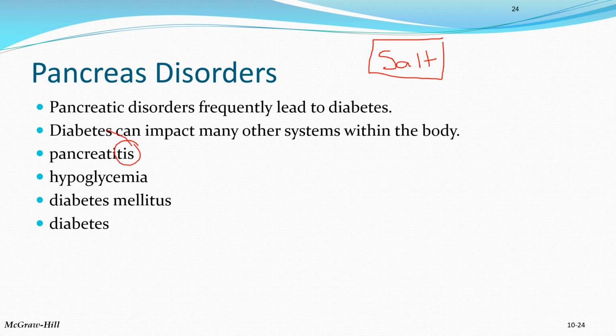All right, inflammation of the pancreas. We have a blood condition where there's low sugar, right? Anemia is a blood condition. Hypo is low. Gly is sugar. So you have a blood condition of low sugar.